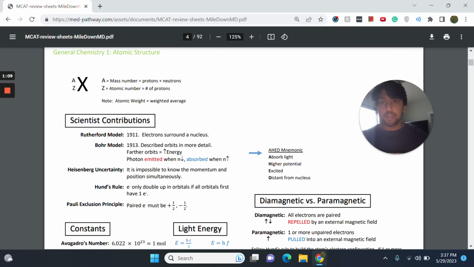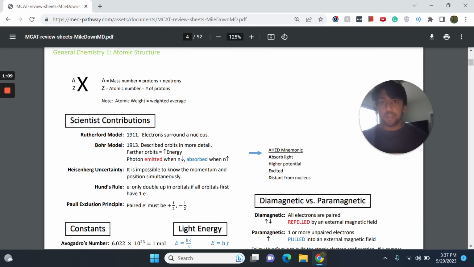Now, we can have isotopes, and isotopes are when there's a different number of neutrons. An example of this is carbon 12, carbon 13, carbon 14. Each carbon has 6 protons, which is again the defining feature of carbon, the atomic number, but it has either 6, 7, or 8 neutrons, and so the mass number will be 12, 13, or 14.